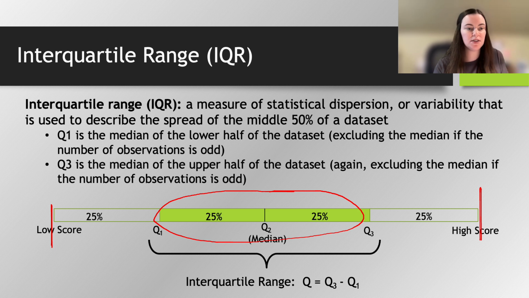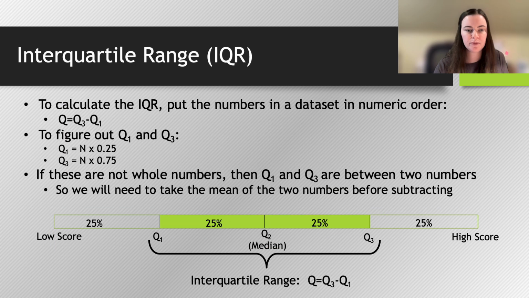How we go about this is first we have to identify, as the name indicates, our quartiles, which are separated into 25% chunks of our entire distribution of our data set. And the first thing we need to do is identify quartile 1, which is the median of the lower half of the data set. Secondly, we need to identify quartile 3, which is the median of the upper half of the data set. So let's take a look at how we would actually calculate this. To calculate the IQR, we need to put the numbers of the dataset in numerical order. And to get the IQR, we simply need to take quartile 3 minus quartile 1.